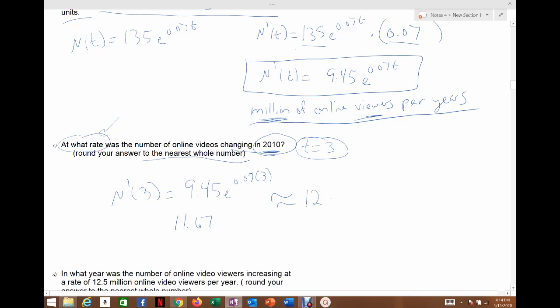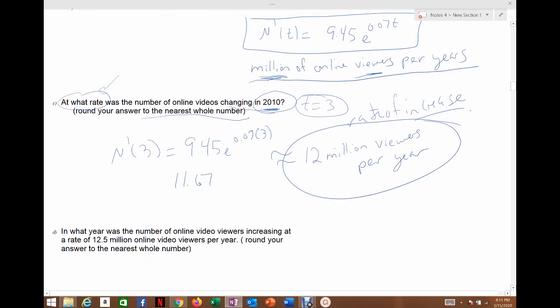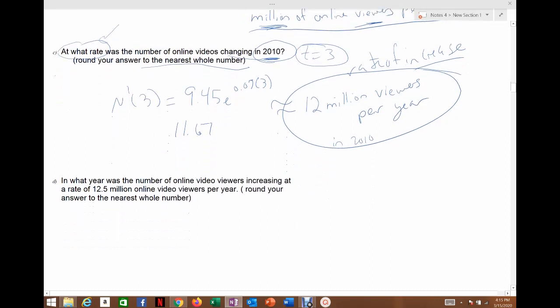Don't just leave 12, otherwise you'll get points off. It's 12 million viewers per year. 12 million viewers per year is how fast it was increasing. So that's the rate of increase in 2010. All right, the next question.